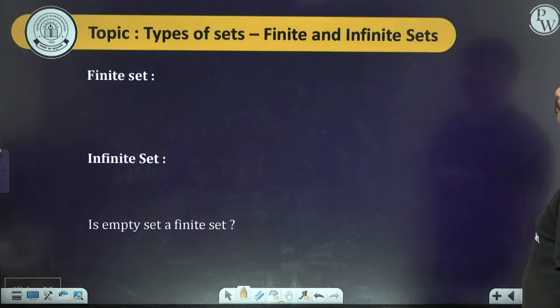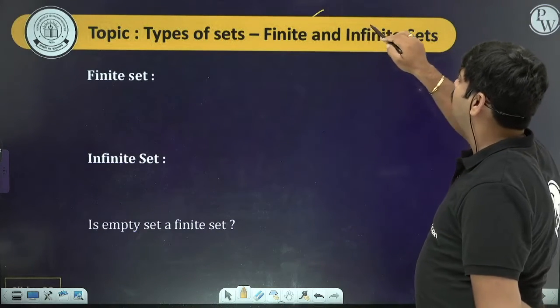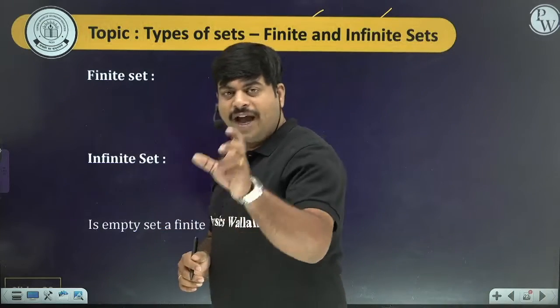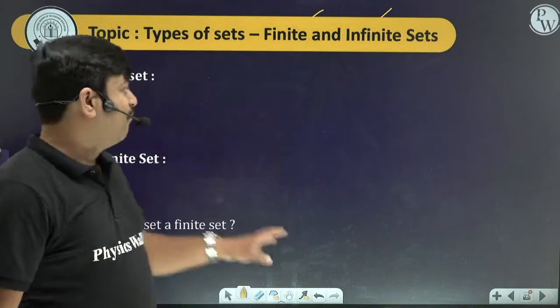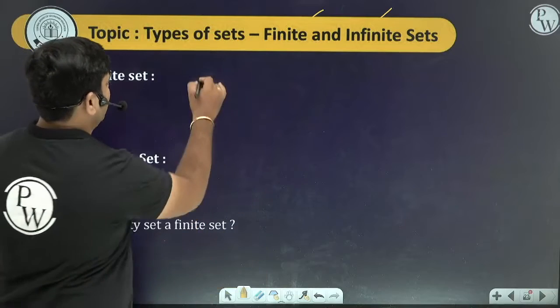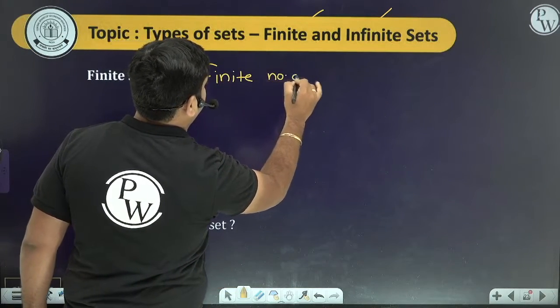So the next one. In the types of sets, we still have finite and infinite sets. The name itself says that. Finite set, I'm not going to give you any definition for that. It's a very simple thing. Finite set means there are a finite number of elements in the set.